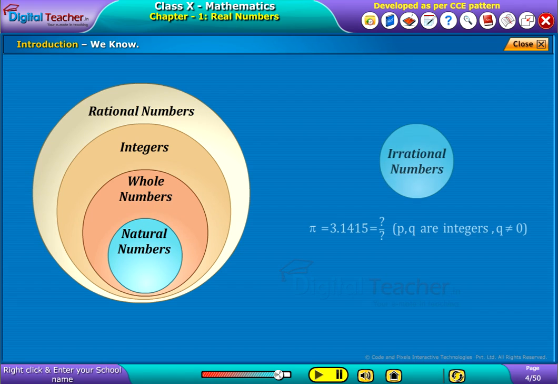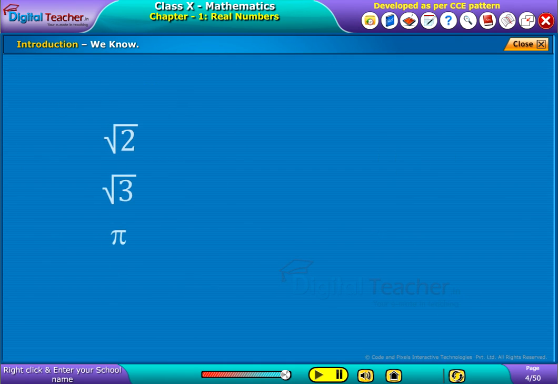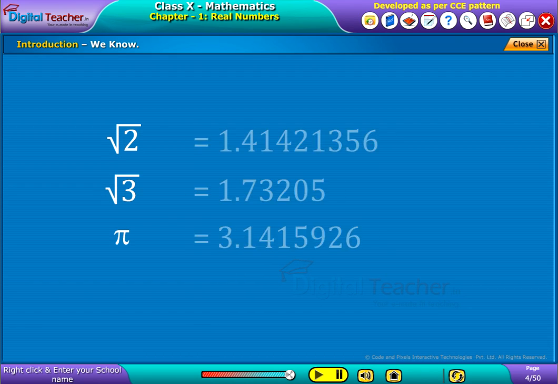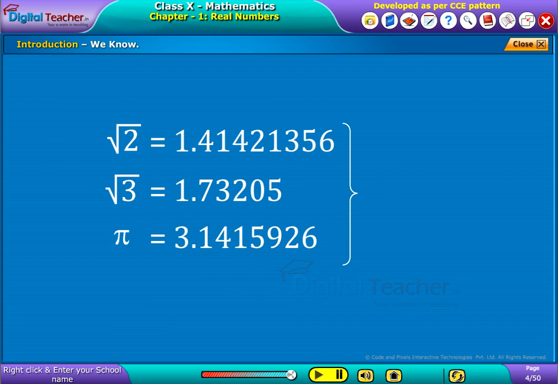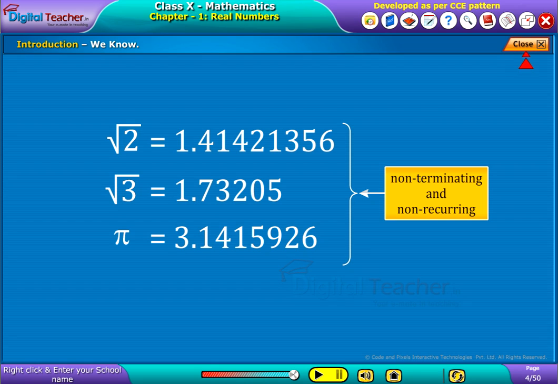We also have irrational numbers which cannot be expressed in the form of p by q, where p and q are integers and q is not equal to 0. Some of these numbers are √2, √3, and mathematical quantities like pi. When these are written as decimals, they are non-terminating and non-recurring.